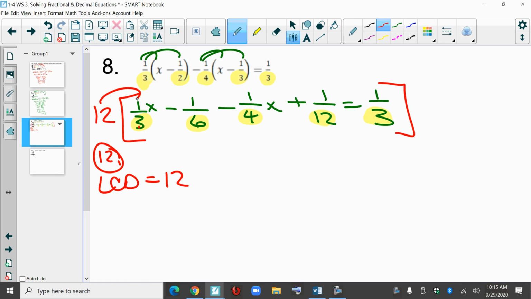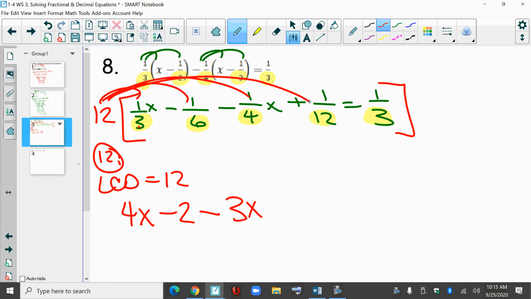12 divided by 3 is a 4, drop down the x. 12 divided by 6 is a 2. I don't need the 1. 12 divided by 4 is going to be a 3, drop down the x. 12 divided by 12 is a 1. I have to have the 1. Go across the equal sign. 12 divided by 3 is a 4.